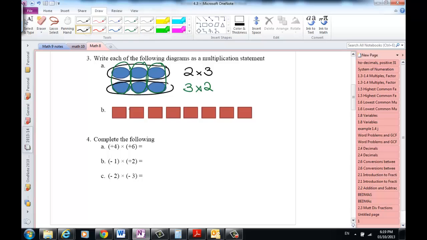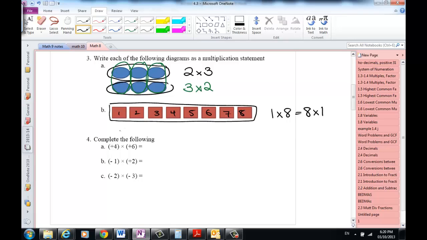Here I can look at this as one group, and there's 1, 2, 3, 4, 5, 6, 7, 8 in the group. So I could write this as 1 multiplied by 8. Alternatively, I could also write this as 8 multiplied by 1. You could consider each one as its own group, and there's 8 of them, so we multiply by 8. Both of those ways are perfectly correct.